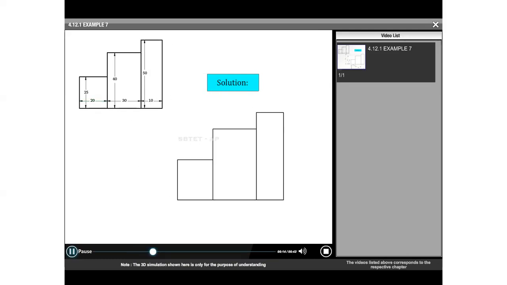Example problem 8. In this, all the three horizontal dimensions are to be neatly represented with a common origin. In this, all the three vertical dimensions are to be neatly represented with a common origin.